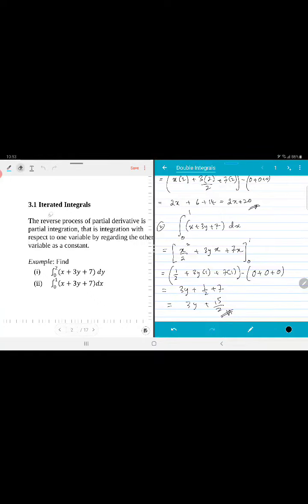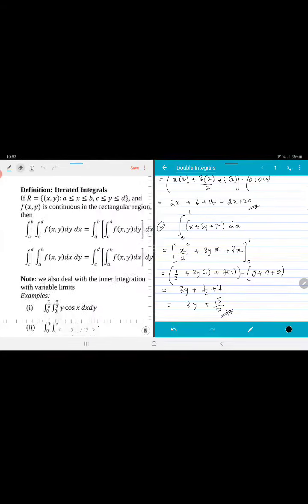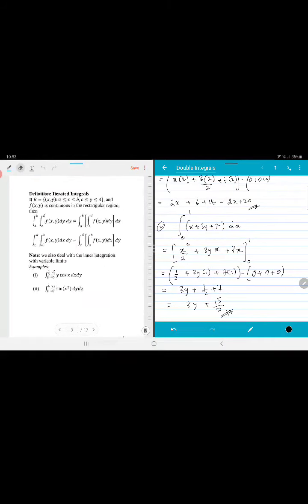Okay, the next term that you need to know is iterated integrals. Iterated integrals meaning that we integrate repeatedly. Let's say here we have a function f(x,y), and here you can see we have a double integral. The inner integral is integration with respect to y, the outer integral is with respect to x.